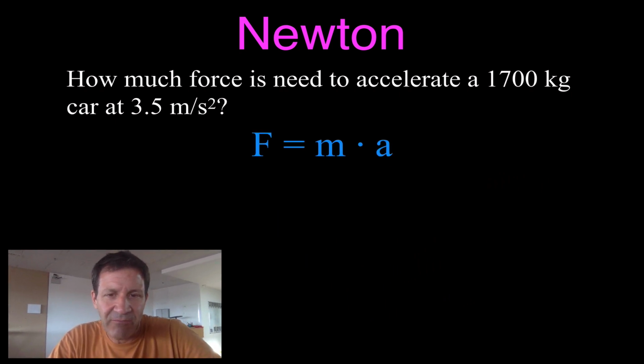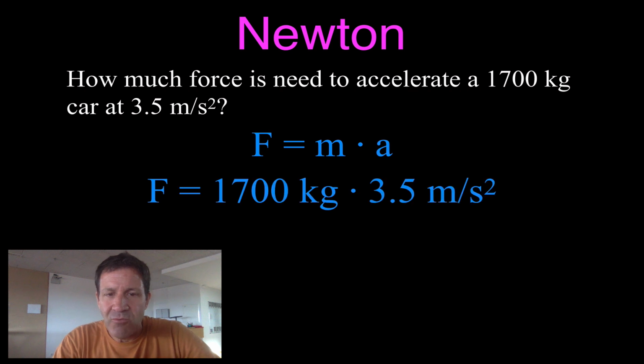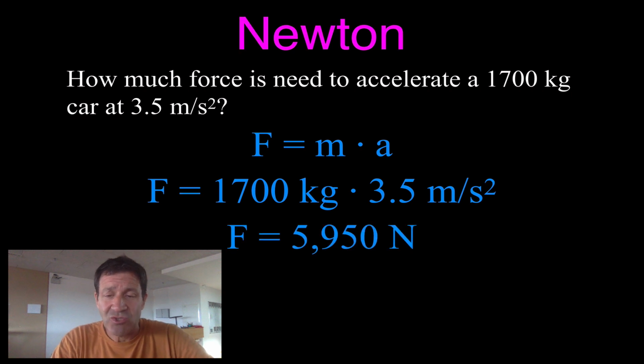So we just take F equals ma. You can see we have our units in kilograms for the mass. We have our units for acceleration in meters per second squared. If we multiply a kilogram times a meter per second squared, we get a kilogram meter per second squared, and that just turns out to be a Newton. We express that as a Newton. So in order to do that, we would have to exert a force of 5,950 newtons on that car. So there you go. That is the Newton.